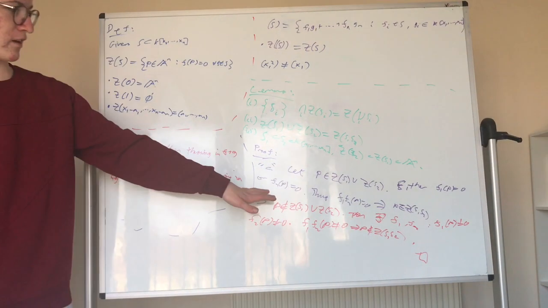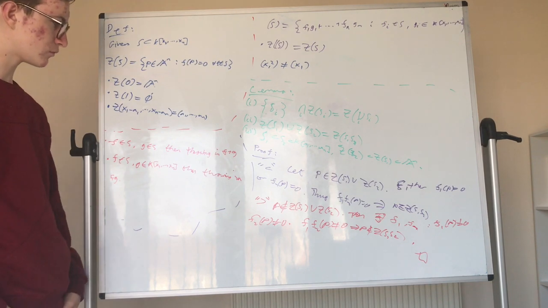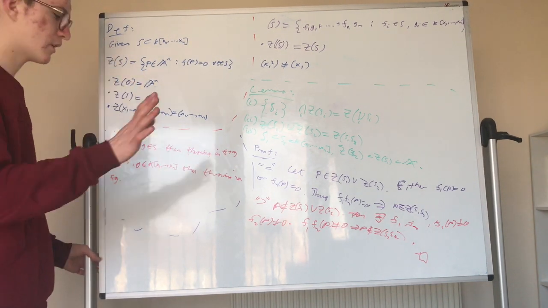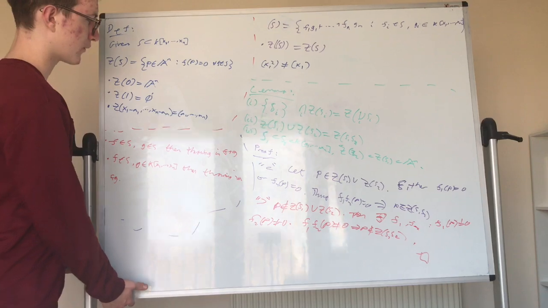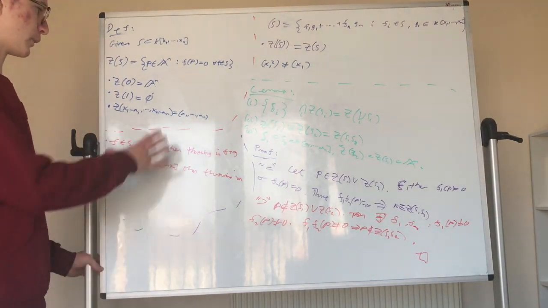Okay, so that's, again, just another satisfying little proof there. Now that we've gotten that out of the way, this should remind you of closed sets in a topological space. We also have these two.